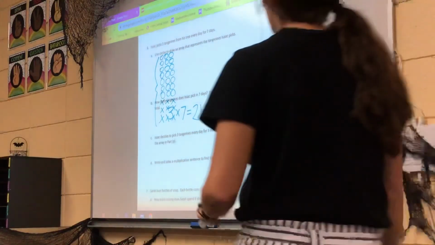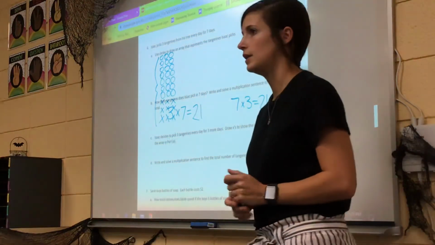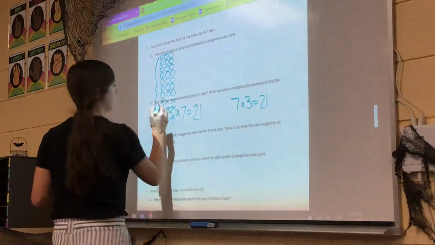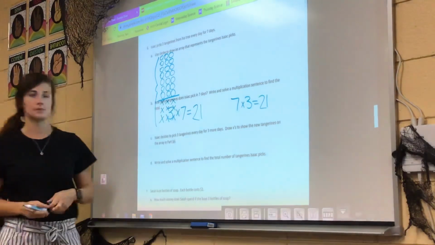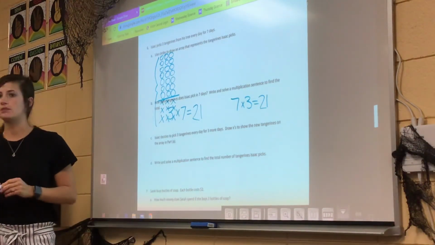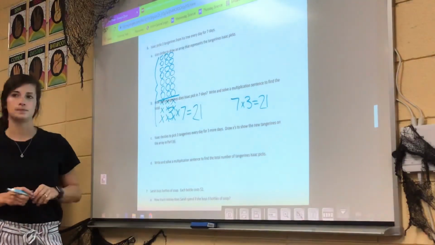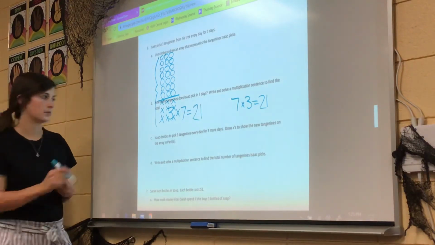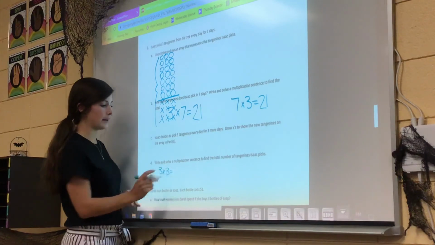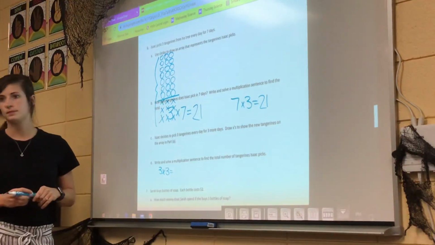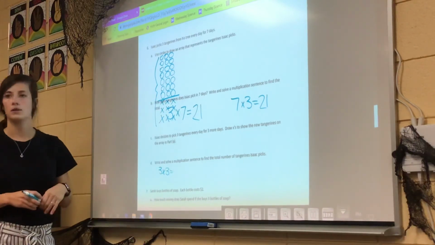D says, write and solve a multiplication sentence to find the total number of tangerines Isaac picks. Well, if we know that up to here is 21, how can we find these tangerines? Peyton, how can we write a multiplication sentence for these tangerines? 3 times 3. Yeah. 3 times 3 equals how many? 3 rows of 3. How many are there total right there? 9.